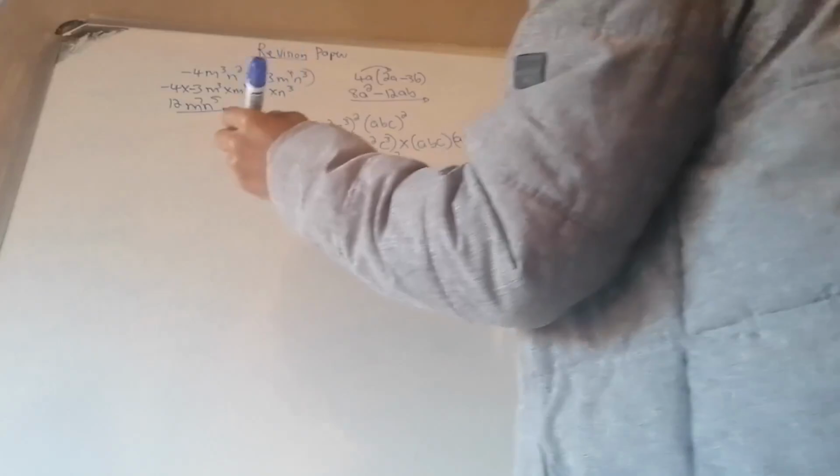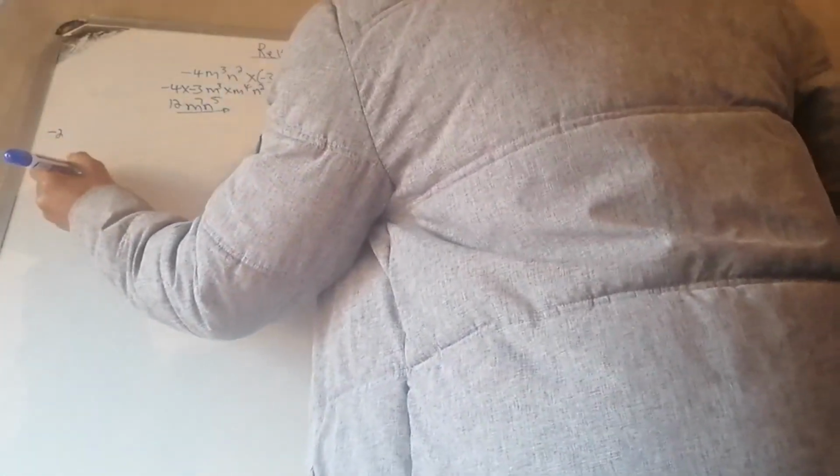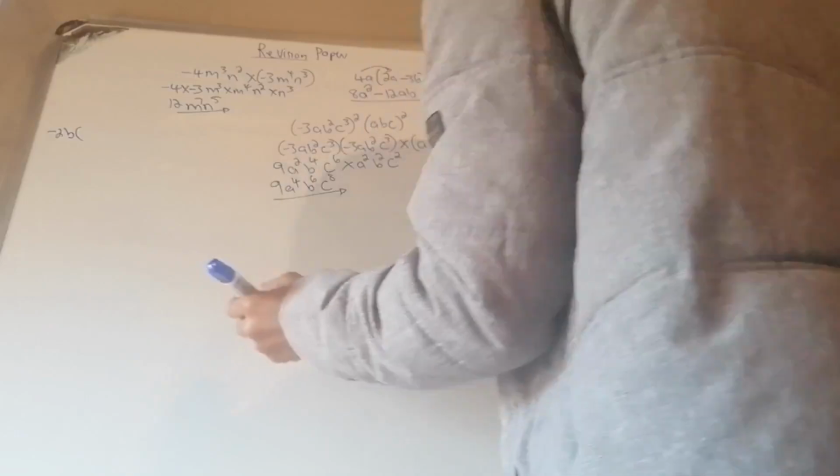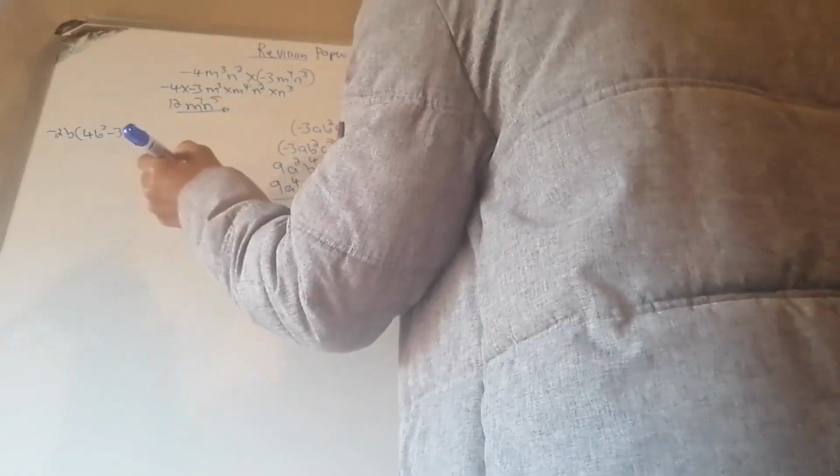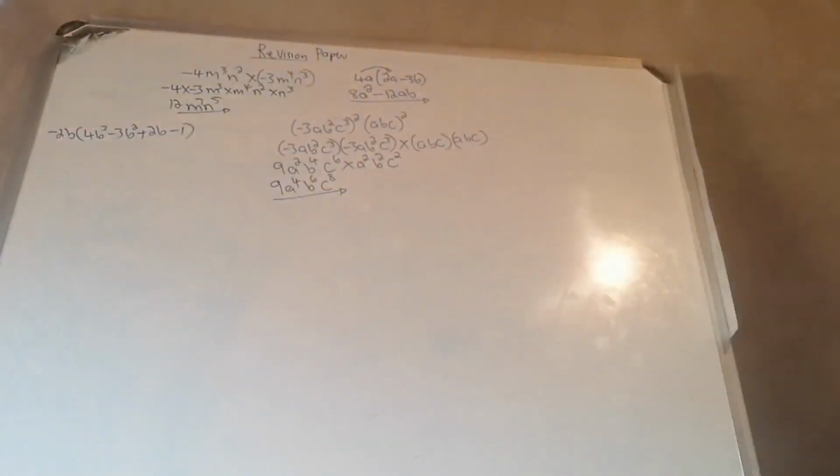Now, the last two. Negative 2b into 4b cubed minus 3b squared plus 2b minus 1. Now, I'm going to simplify.